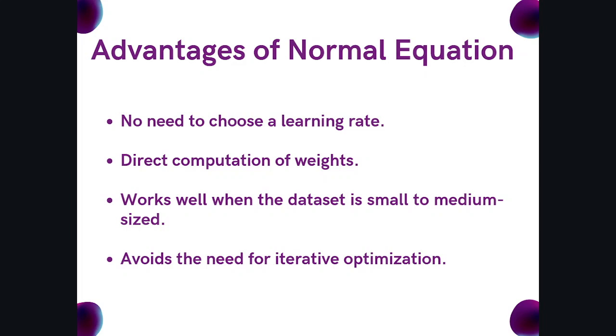And the fourth point is that it avoids the need for iterative optimization. Obviously I've said it in the first point, that when we use a learning rate for the optimization process, then we have to iteratively optimize the particular model. So in this particular method of normal equation we don't have to iteratively optimize. So this is the advantage of the normal equation method.